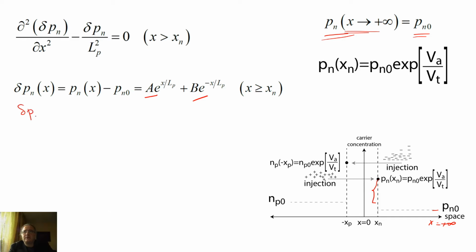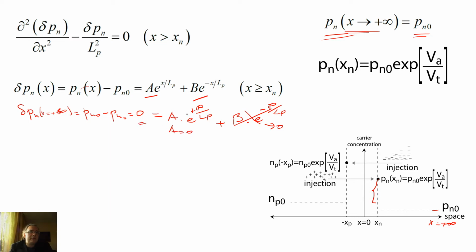So the excess carrier concentration of holes in the N material for x infinity is actually Pn0, this is the boundary condition, minus Pn0, so this is 0, and it is equal to A e to the power of plus infinity over Lp plus B. Now e to the power of minus infinity is of course 0. So this is 0 and this is infinity. So the only solution that this is 0 is if A is equal to 0, and then we have one of the terms, A equal to 0. So this can be ignored.